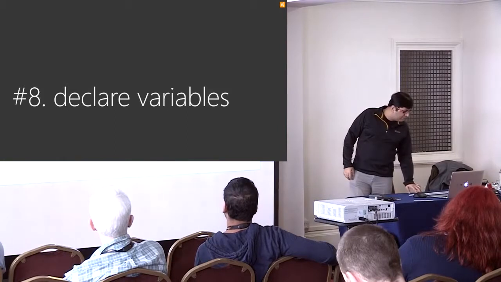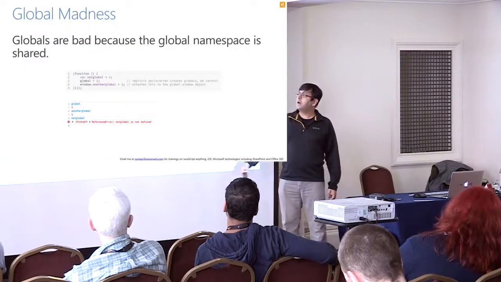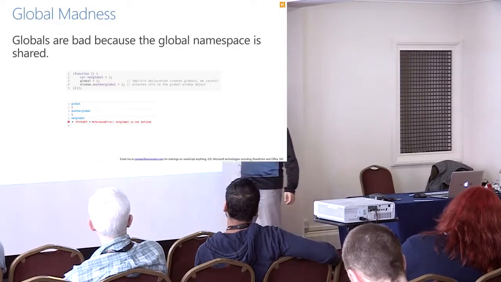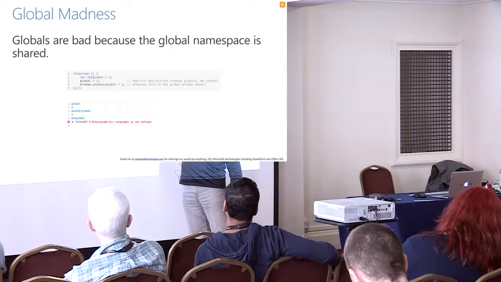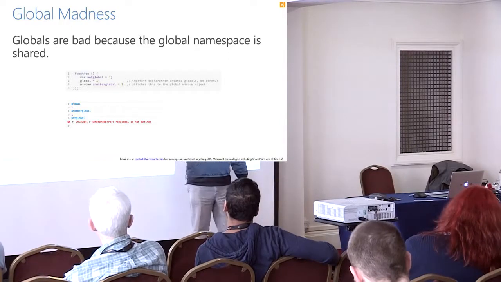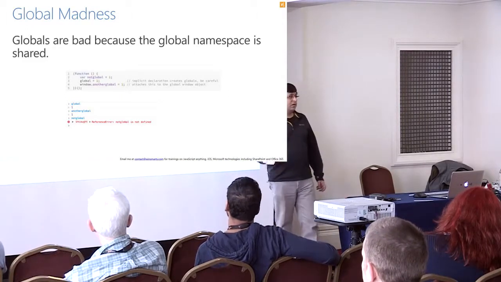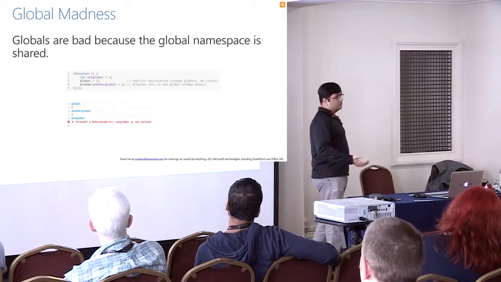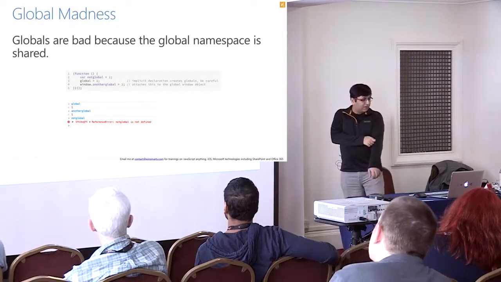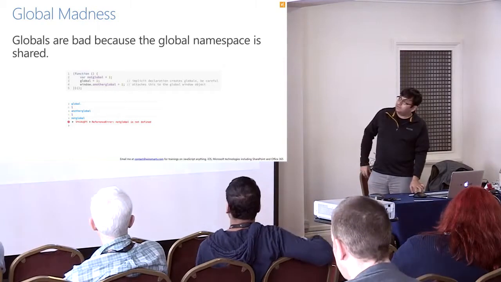Number 8, I've sort of already covered this as global madness, which is always declare variables. Because if I was to write code like this, var notGlobal is equal to 1, global is equal to 1, then a global variable, even though it's inside of a closure or a scope, it will end up getting created on the window object. So always use var. Again, I already covered this. Accidental globals, don't write code like that.